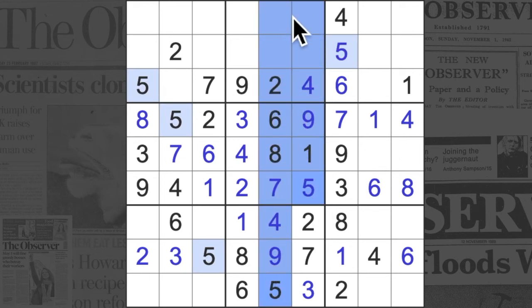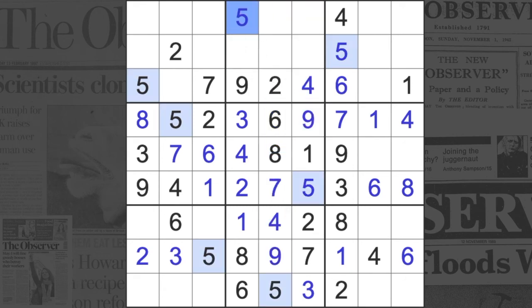You know, I have a feeling this game is leading me around the board in a particular direction, which I really like. Sudoku games that are like that.